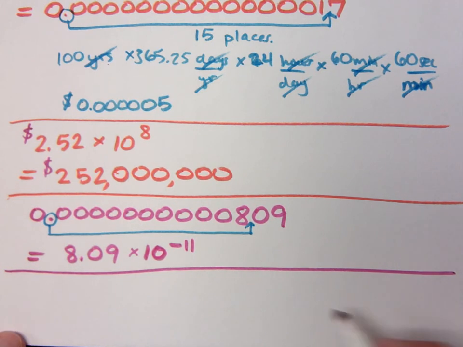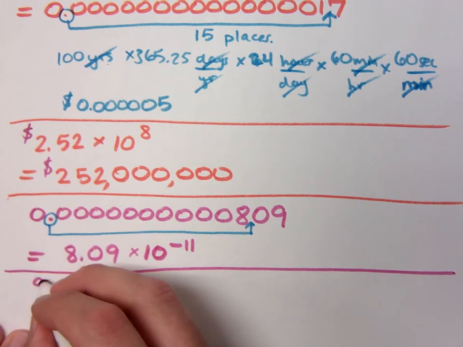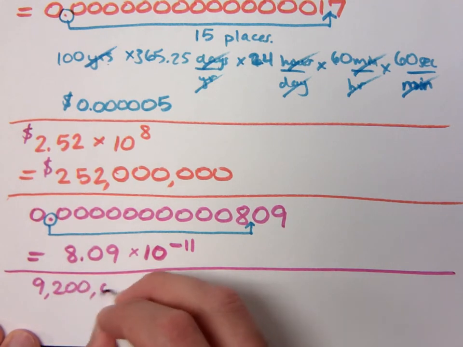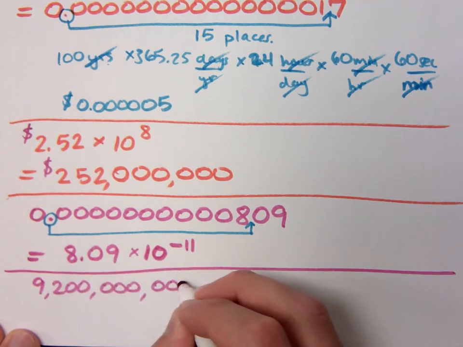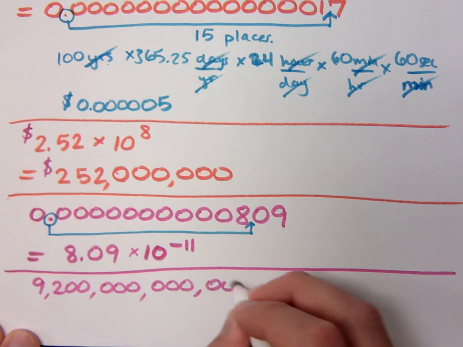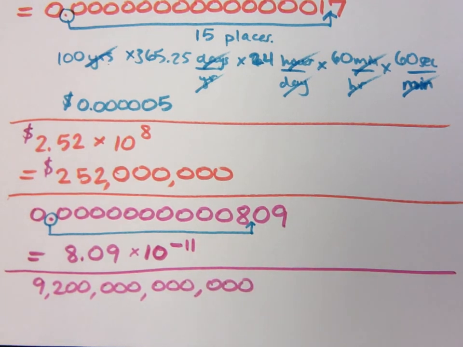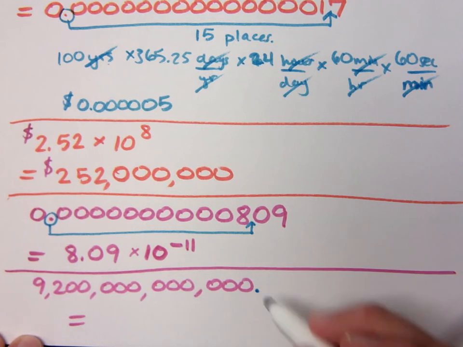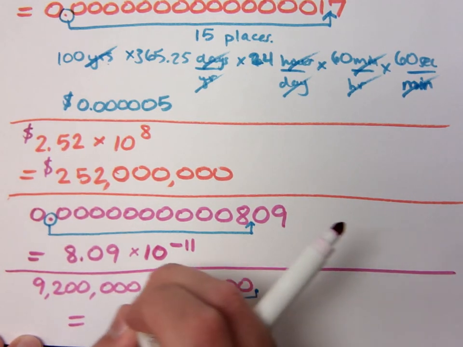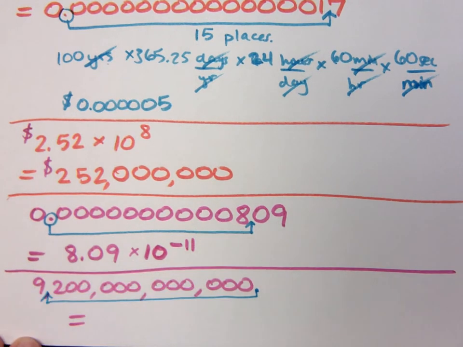Let's do one more. Is this a big or a small number? That's a pretty big number, right? Nope. Where is the decimal? 9.20. It's right here. Where does it need to go? After the, needs to go right there. So how many decimal places is that?